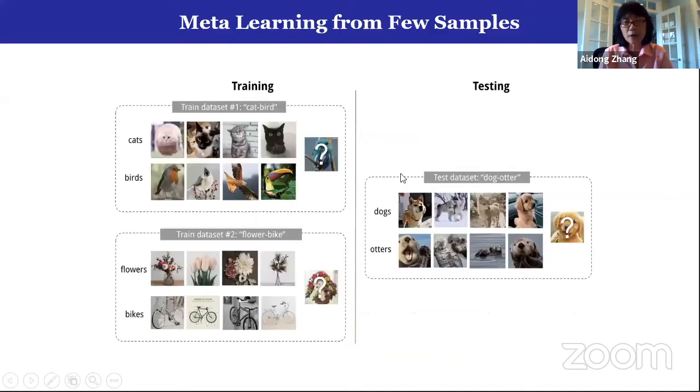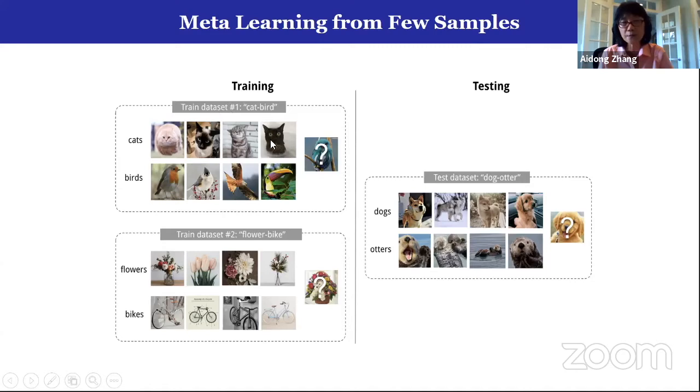In a more visible way, you have different tasks, and each task is small. Here, the top left one is called two-way four-shot. In each task you only have two different classes, and for each class you only have four shots, which means four samples.